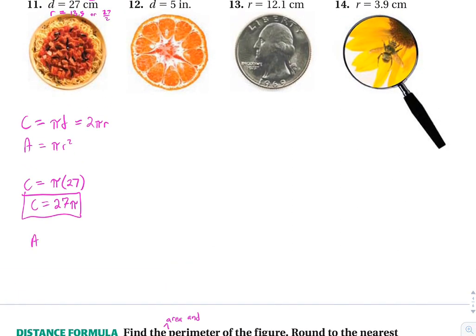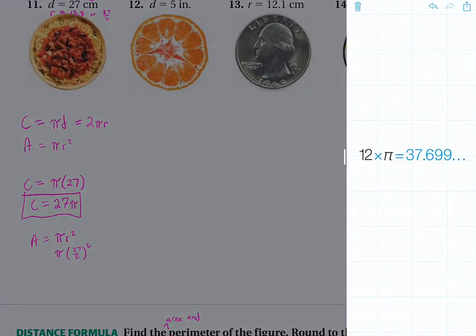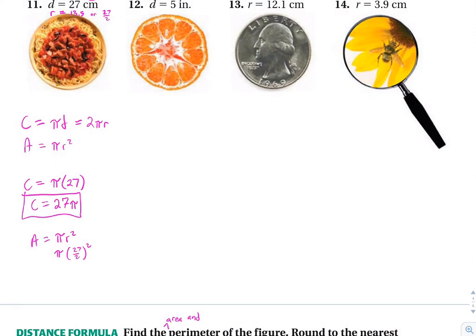And then the area would be pi r squared. So it would be pi, and I'm going to do 27 over 2 squared. And you're going to have to do 27 times 27. I've got a calculator, so to save time, 27 times 27 is 729. So this is 729 over 2 times 2 times pi, which you could write in a couple of ways. You could either write it as area is 729 pi over 4, or you could write 729 fourths times pi.